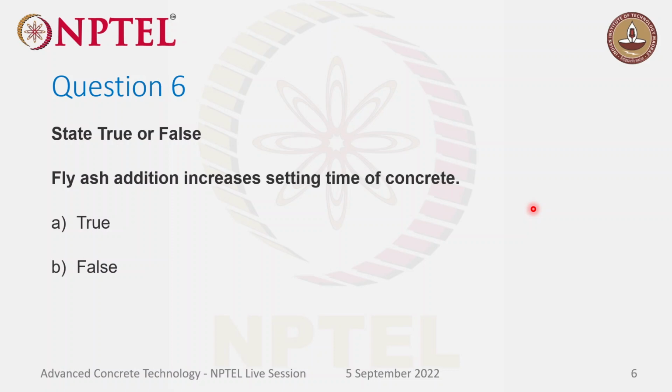Question 6 is: fly ash addition increases setting time of concrete. I've already read out this part when I was speaking about the ball bearing effect. So I hope you know the answer. Let's wait for a minute and we'll discuss the answer. They are saying if you add fly ash to the concrete, the setting time will increase. Is it so? Please give your answer in chat box.